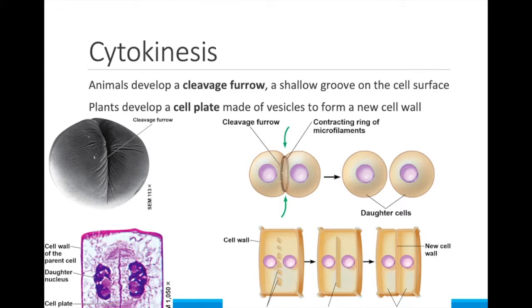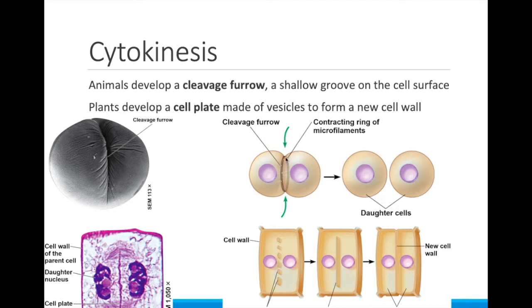Cytokinesis is different in plants and animals. Animal cells develop a cleavage furrow. So that's this shallow groove on the surface of the cell. This is a scanning electron microscope image. You can see the cleavage furrow kind of invaginating in. It kind of looks like a crevice.